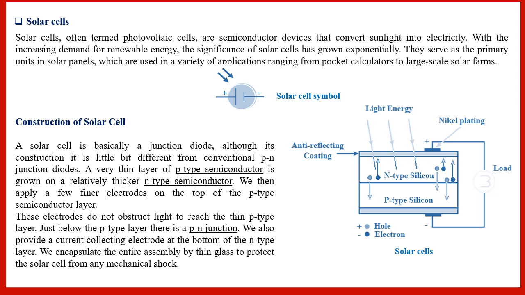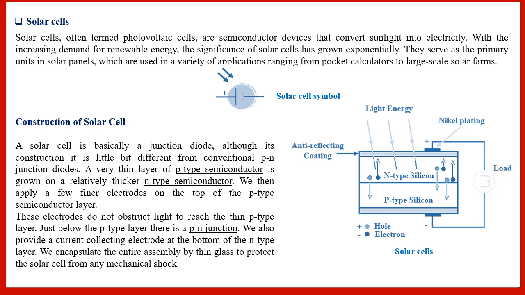The next application of the PN junction diode lies in the area of solar cells. Solar cells are basically semiconducting devices that convert sunlight into electrical energy, or electricity. With the increasing demand for renewable energy, the significance of solar cells has grown exponentially. They serve as the primary units in solar panels, which are used for a variety of applications ranging from pocket calculators to large solar farms. This is the symbol for a solar cell, which shows light being incident on the system, and it converts one form of energy into another.